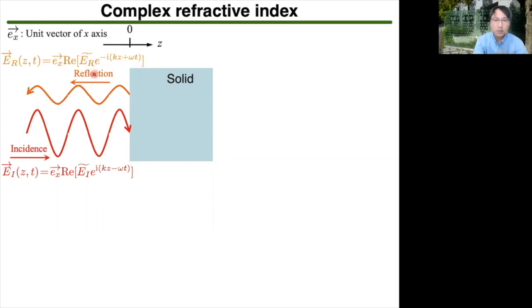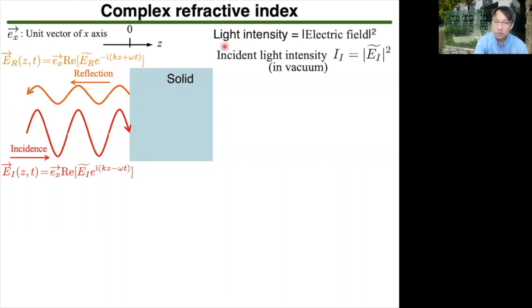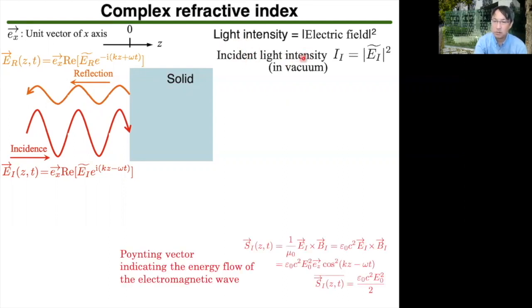Here, the amplitudes of the electric field are defined as complex numbers, E_I tilde or E_R tilde, and the observable electric fields are the real part of the overall function. The light intensity is proportional to the square of the absolute value of the amplitude of the electric field. This is also the consequence of the Poynting vector of the electromagnetic field. In the case of the incident light, the intensity is shown by the square of E_I tilde.